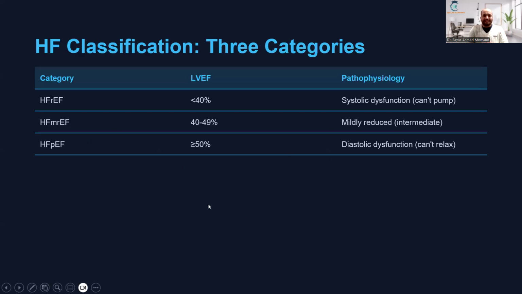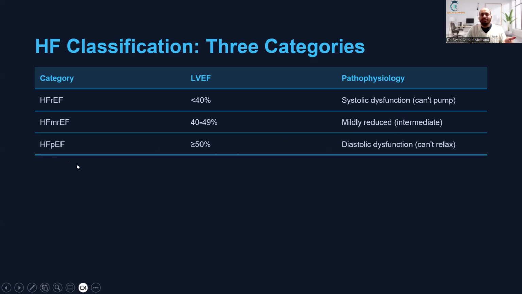Now we have three categories of classification of heart failure. First is reduced ejection fraction, with ejection fraction less than 40%. We also call this systolic dysfunction. In this case, the heart cannot pump. Then heart failure with mildly reduced ejection fraction, which is 40 to 49% left ventricular ejection fraction. In this case, it's intermediate. It's not fully full-on systolic dysfunction or diastolic dysfunction, but it is heart failure still.